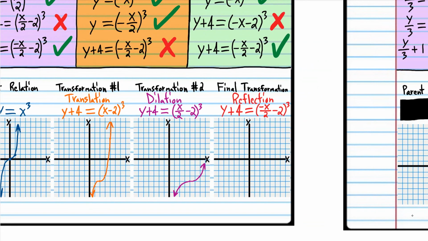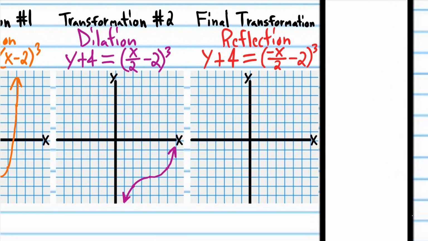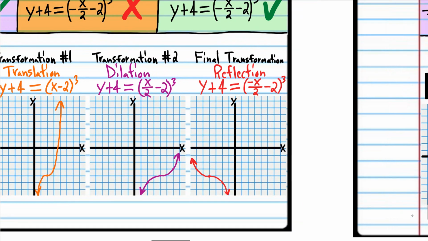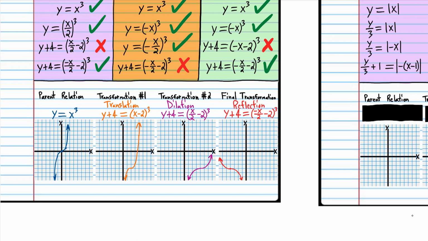Okay, then we're going to reflect. We're going to replace x with negative x. So that tells us to reflect across the y-axis. So this point is 1, 2, 3, 4 units from the y-axis. Then we're going to go 4 units in the other direction. And same thing with all the other points. And there you go. So that is the graph of the final equation.